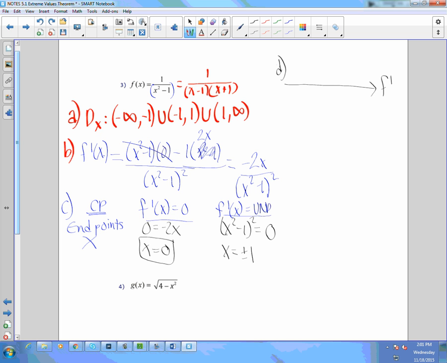Okay, so we have negative 1, 0, and 1 on our sign chart. What did you get for our signs to the left of negative 1? Positive, and positive, negative, and then negative. Okay, so we have a sign change at 0, right? It's increasing and then decreasing. So that's the maximum.